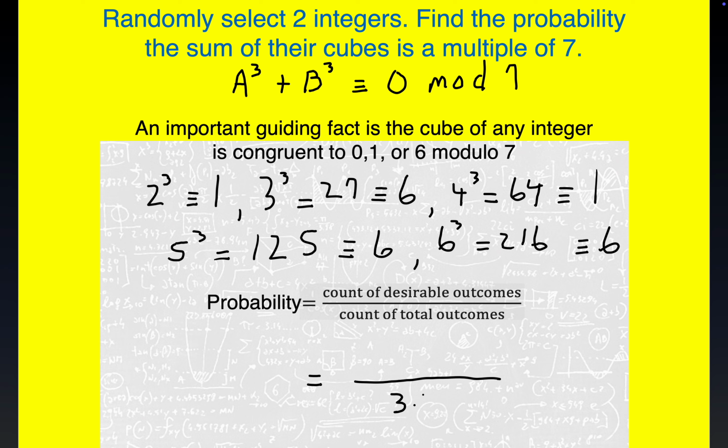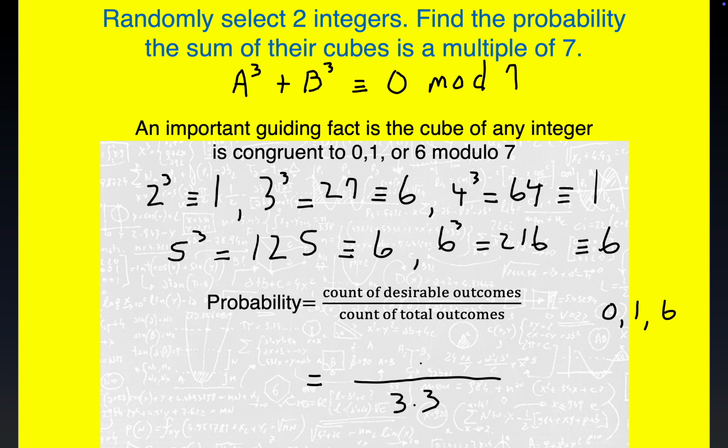There's 3 choices for the first number A, and there's 3 choices for the second integer B, right? 3 times 3, right? Those 3 possibilities are 0, 1, and 6. In other words, 0, 1, and 6 are the only possibilities mod 7 for an integer cubed. So 3 choices for variable A, 3 choices for variable B, that gives you 9, okay?